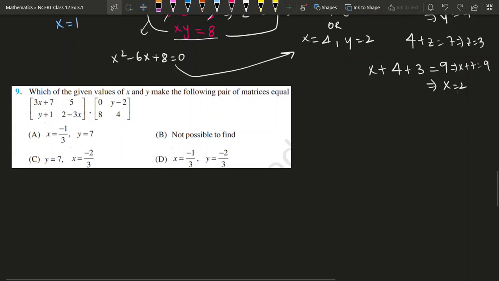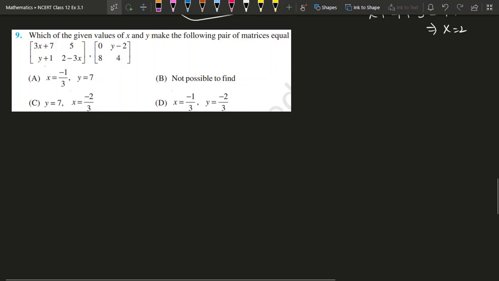Problem number 7 is just similar to what we have done in problem number 6. Problem number 8 just asks you what would be the order of a square matrix, and that is just the number of rows would be equal to number of columns. The answer would be m equals n, and so we won't take that problem. Let's do problem number 9.